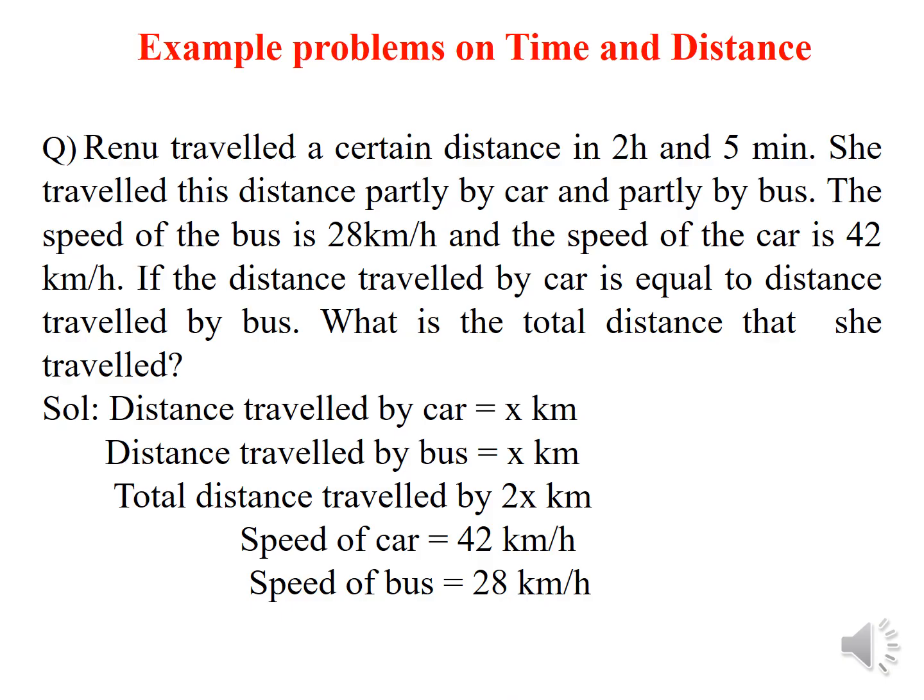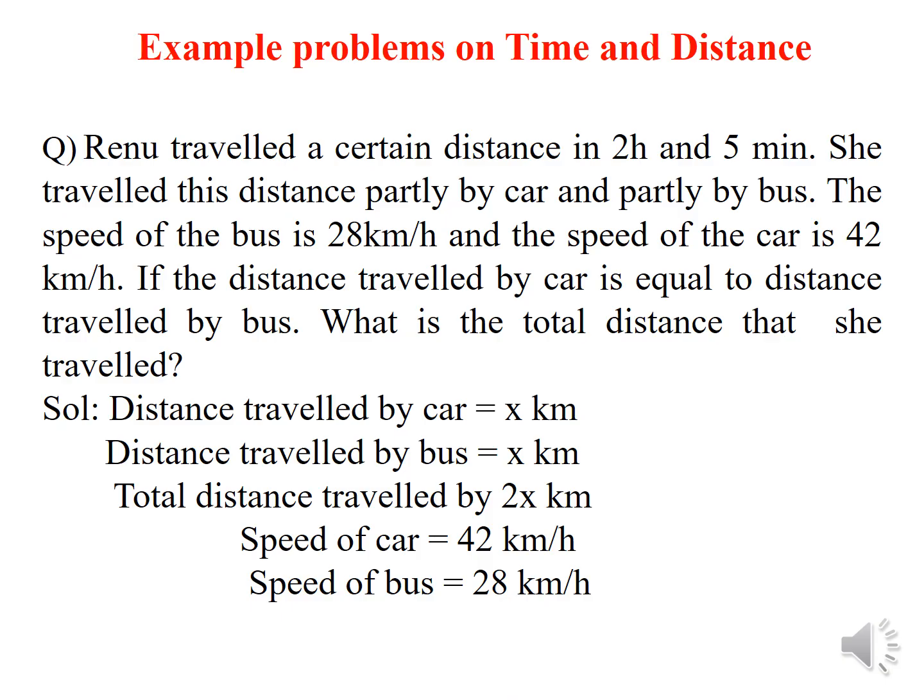travelled? In this question, the conditions given are that Renu travelled a certain distance by car and bus in 2 hours and 5 minutes. Additionally, the car went 42 kilometers per hour and the bus went 28 kilometers per hour. Along with that, the distance travelled by car is equal to the distance travelled by bus, and they ask us to find the total distance that she travelled.